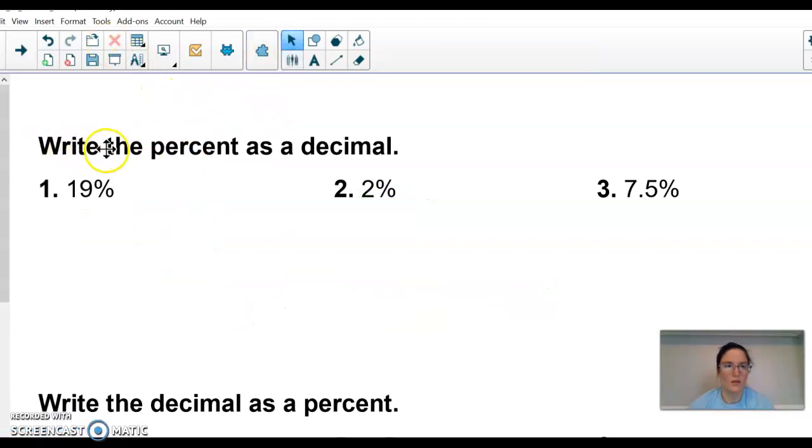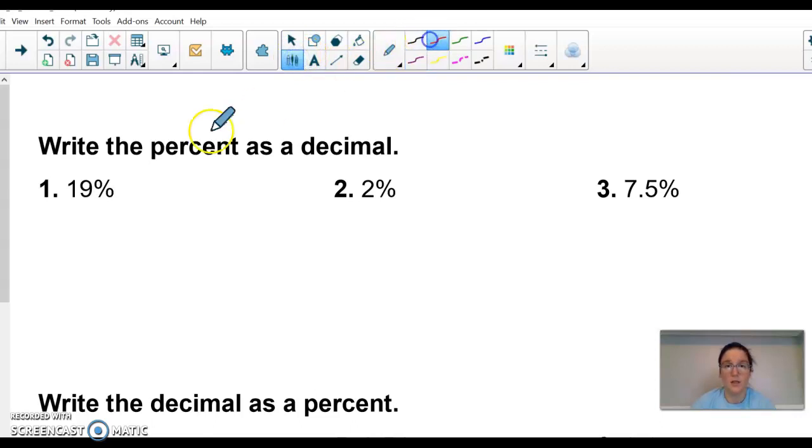So for these, you want to write the percent as a decimal. All we're going to do is take the decimal point, which is right after the 9 right here, and move it 2 places to the left. 1, 2. So that as a decimal would be 0.19.